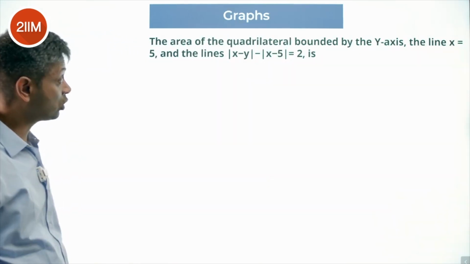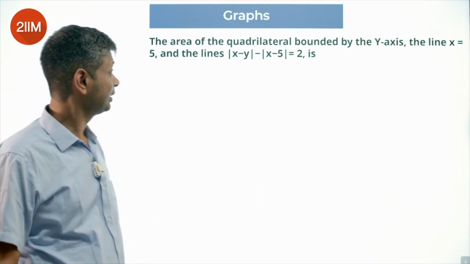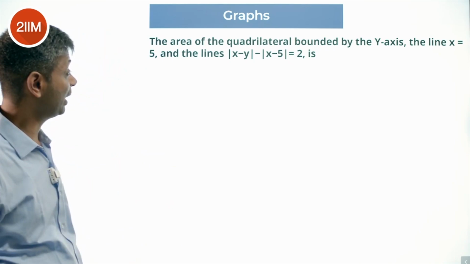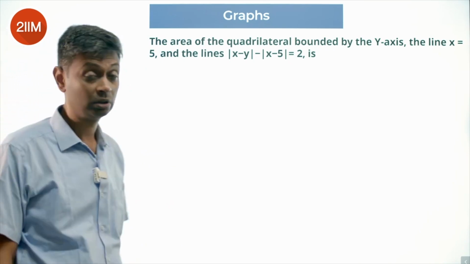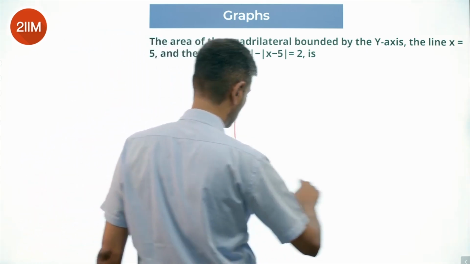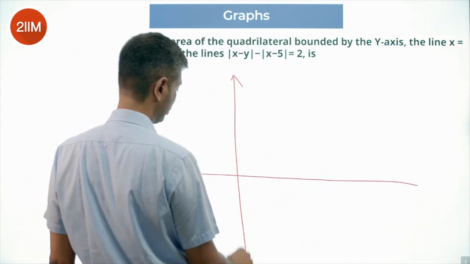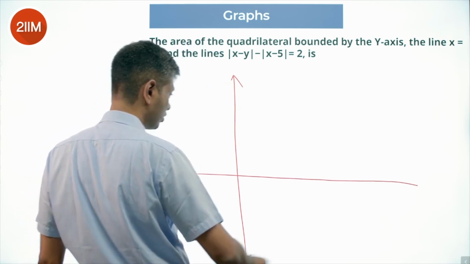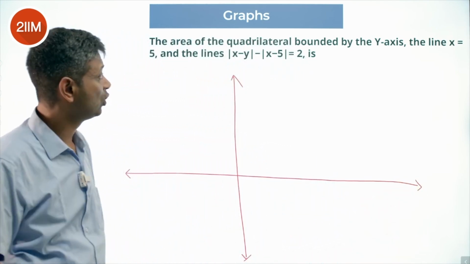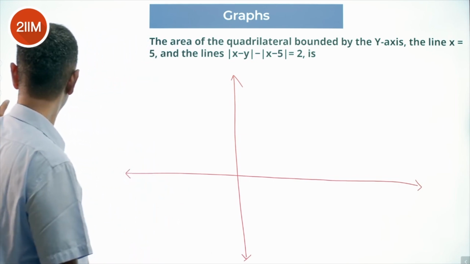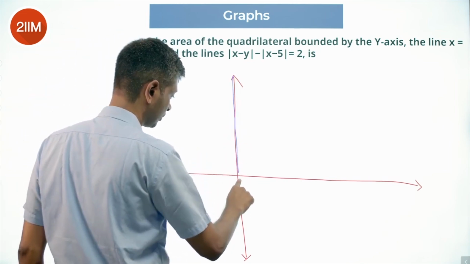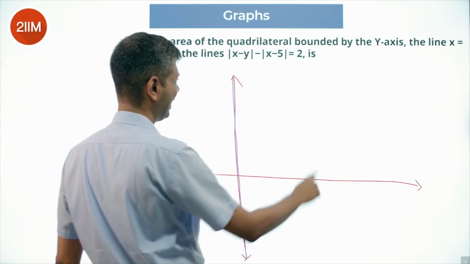The area of the quadrilateral bounded by the y-axis, the line x equal to 5, and the lines modulus of x minus y minus modulus of x minus 5 equal to 2 is... Right, nice challenging question. Let's draw the coordinates. This is the coordinate axis. First of all, I can sense that this is a set of linear equations, a bunch of lines. The y-axis, this is the y-axis. The line x equal to 5.